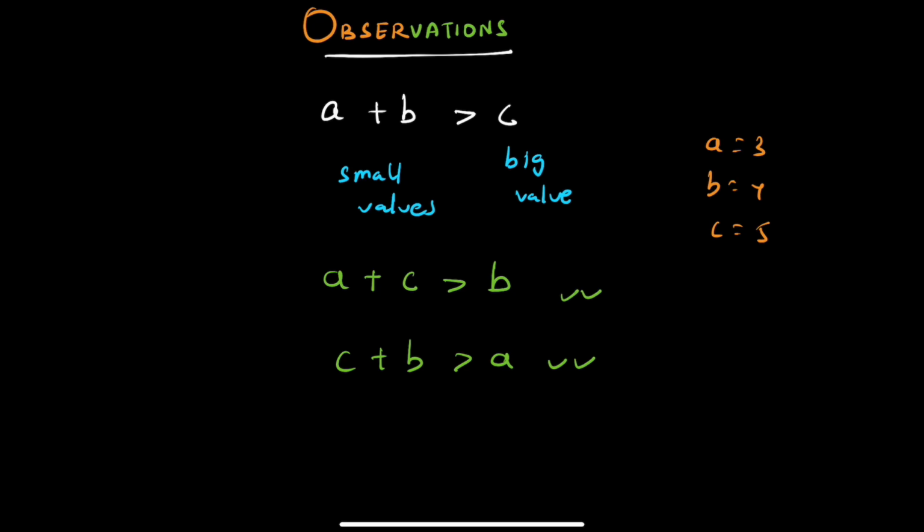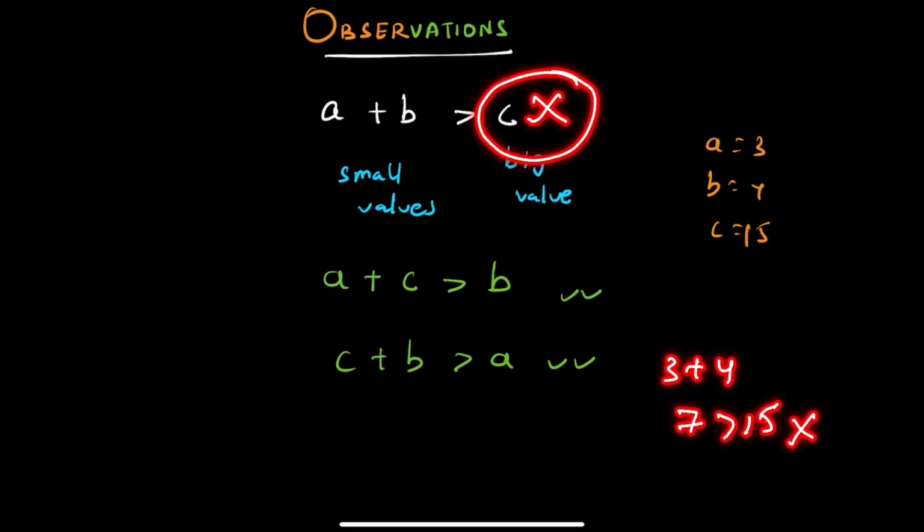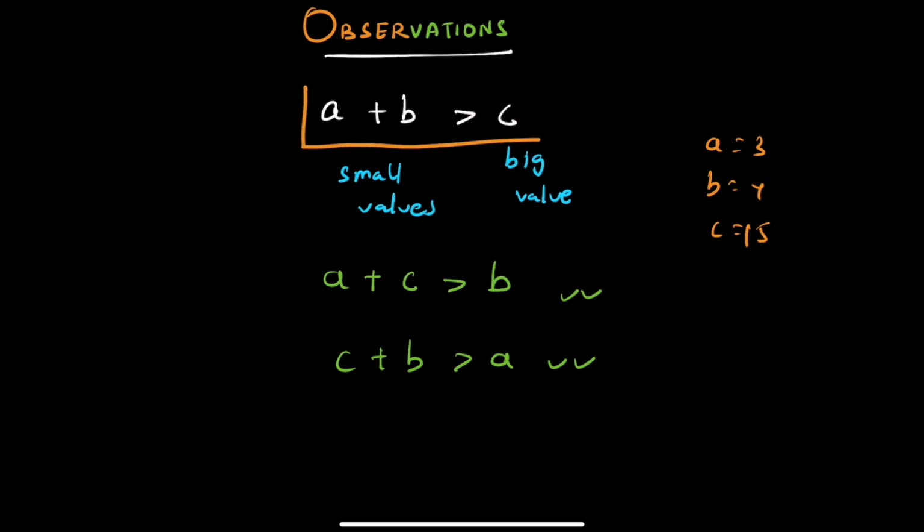To contradict it, let's suppose we have C value as 15. Now, if we try to solve this, 3 plus 4 will be 7, right? And 7 is greater than 15? No, 7 is not greater than 15, right? So this condition didn't get satisfied. So since this condition didn't get satisfied, neither this condition nor this condition will get satisfied. So this is the important observation.